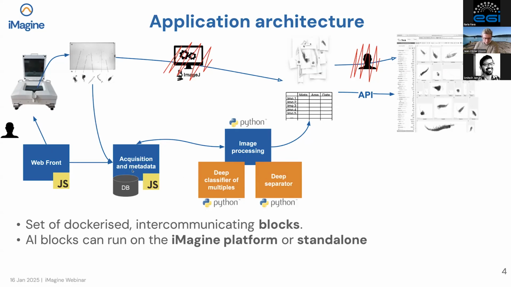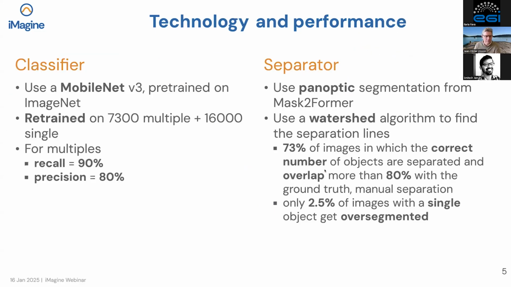Okay. The idea is that these AI blocks, they can run locally or they can run in the cloud if you don't have the resources to run them locally. And this is something that we'll see today. So briefly, a few words about how this is done and some performance metrics.